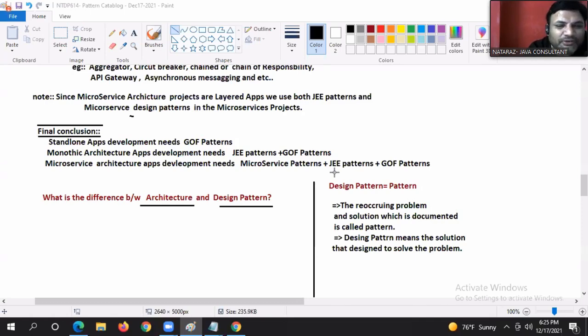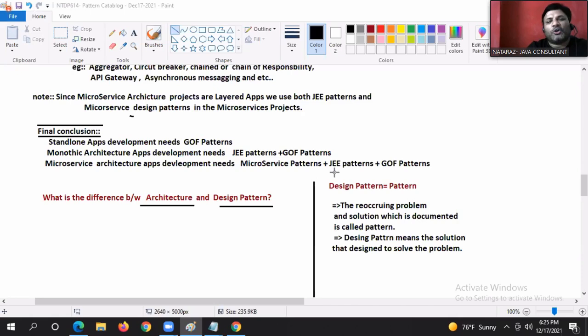Examples for architectures are what, guys? Monolithic architecture, SOA, service oriented architecture, nothing but SOAP based web services talks about SOA. MVC architecture and microservice architecture, guys. There are many architectures, guys. While implementing various things in architecture, different design patterns come into the picture.